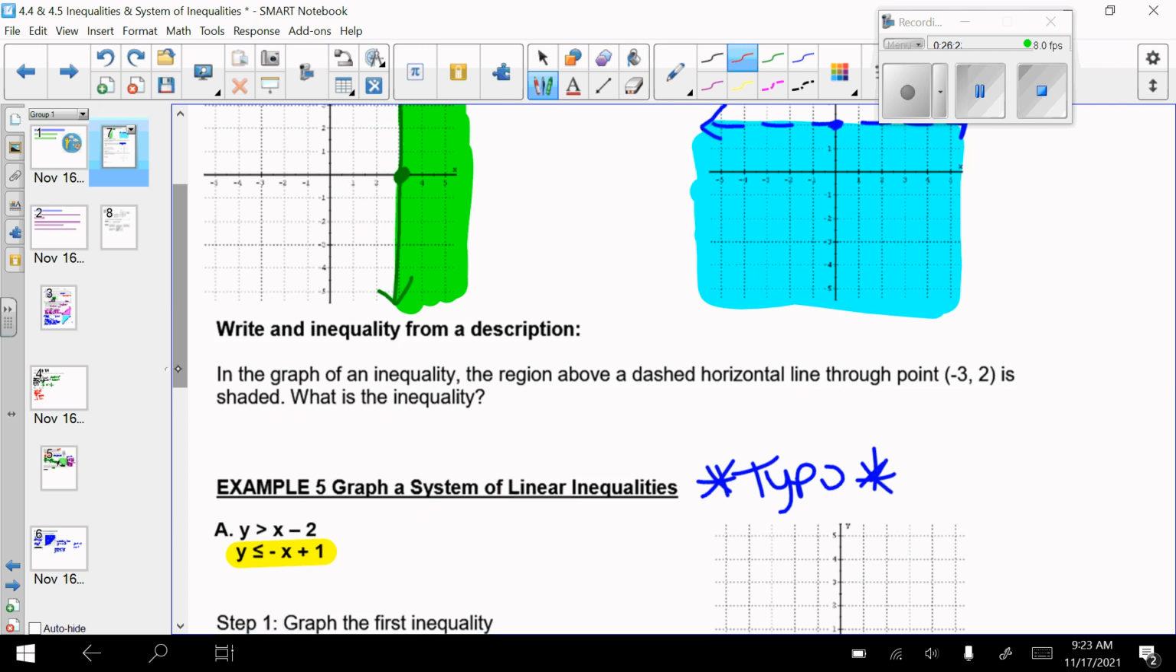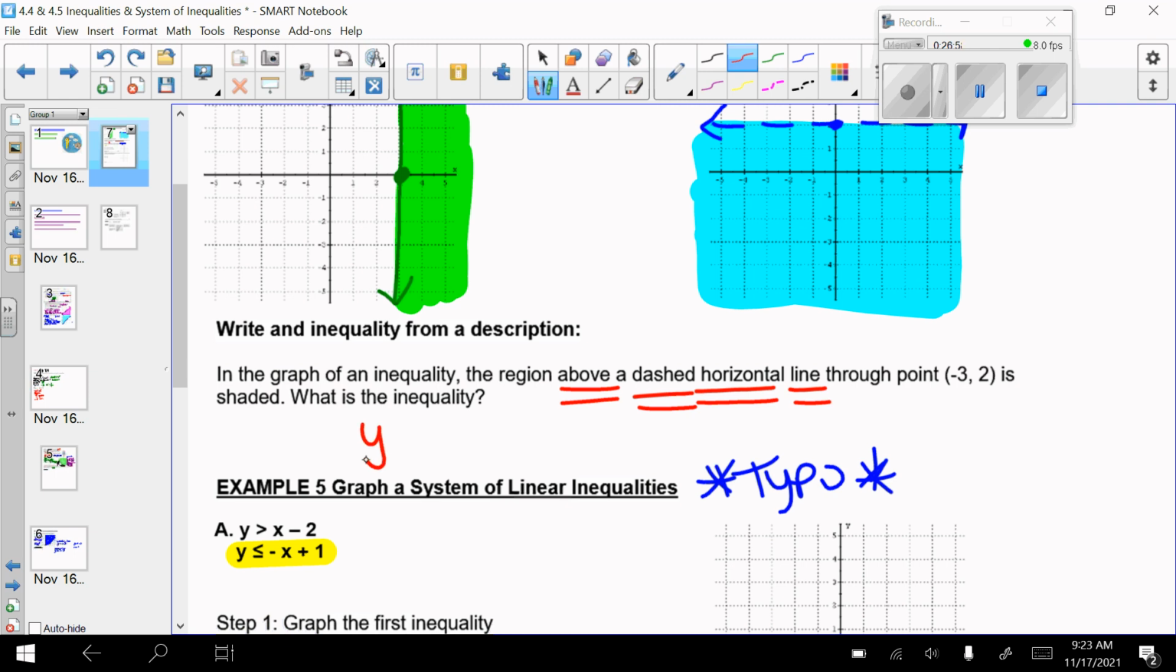So in the graph of an inequality, the region above, so we know it's shaded above, of a dashed line is a horizontal line. So we know it's above, and it's dashed, and it's horizontal. And this line goes through the point -3 and 2. So what's the inequality? How could we write this? We just kind of have to think. A horizontal line, is it going to be x equals or y equals? Y. So we know it's going to be y.